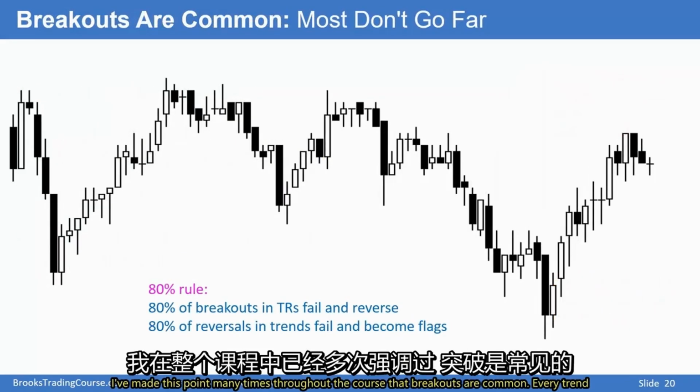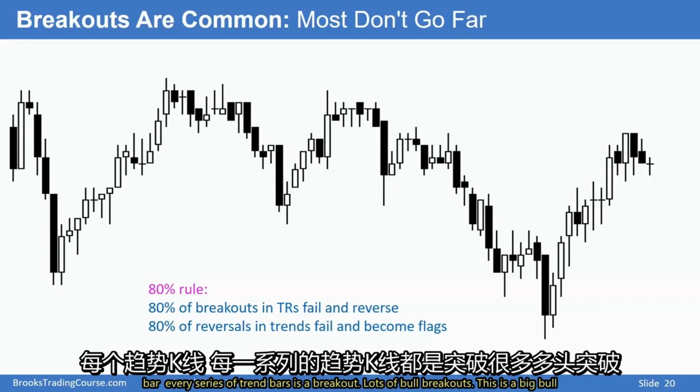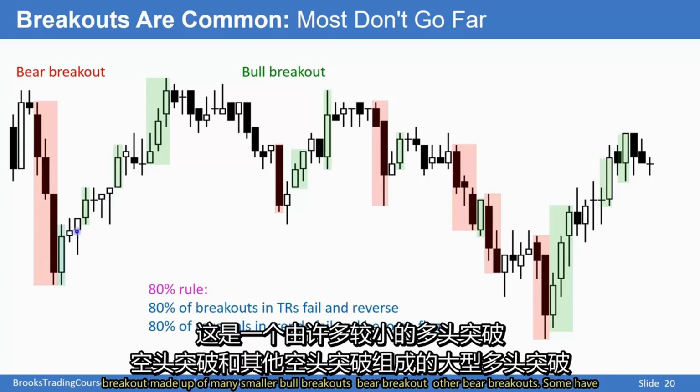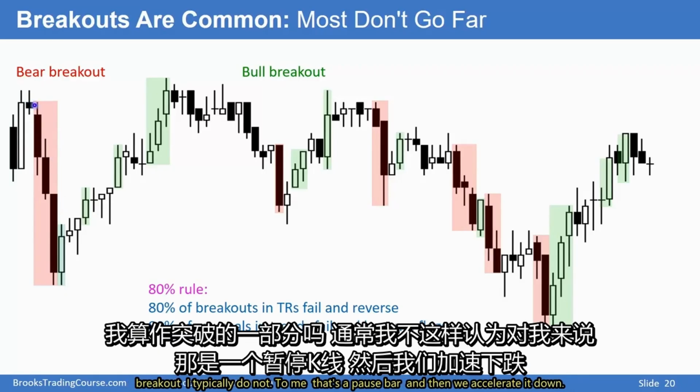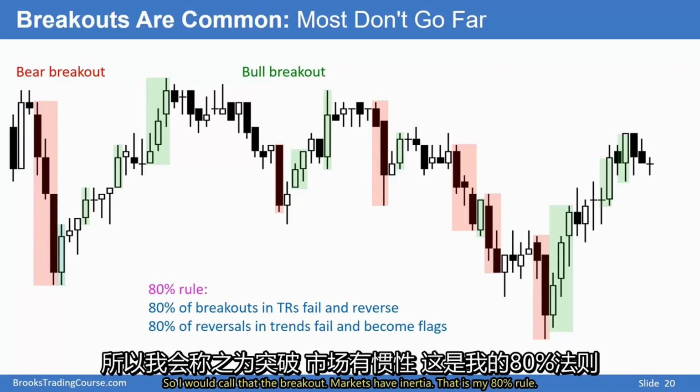I've made this point many times throughout the course, that breakouts are common. Every trend bar, every series of trend bars is a breakout. Lots of bull breakouts. This is a big bull breakout made up of many smaller bull breakouts. Bear breakout, other bear breakouts. Some have two bars, some have more, some are just, here's three bars. Do I count that as part of the breakout? I typically do not. To me, that's a pause bar, and then we accelerated down, so I would call that the breakout.